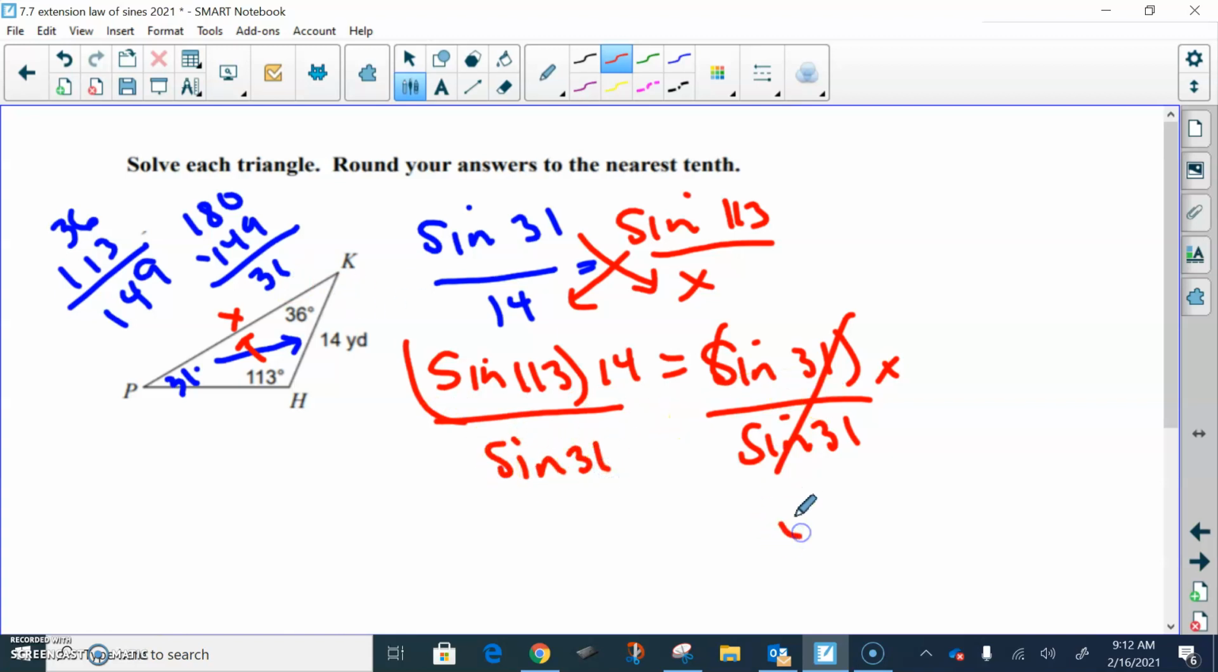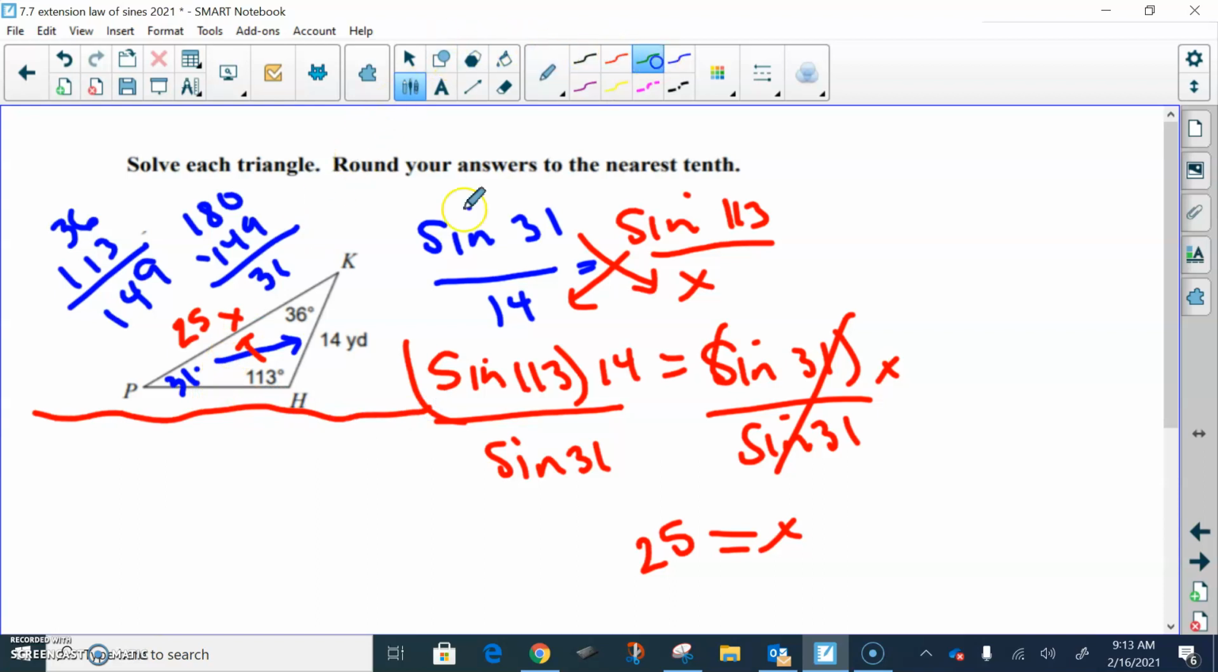All right, now I'm ready for my calculator. So I'm going to punch in my calculator, sine of 113, close parenthesis, times 14, divided by sine of 31, and my missing side turns out to be about 25. And that seems like a reasonable answer. We knew it was going to be more than 14. And now we're going to do it one more time because we need this side.